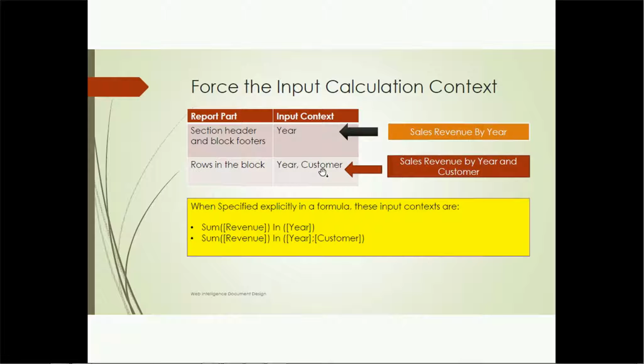So what we can do is explicitly specify this in the formula. How can we specify it? Sum of revenue in year, so whatever revenue is getting calculated will be calculated based on the year only. Or sum of revenue in year on customer. That means we can explicitly mention that the revenue should be calculated based on the year and customer only. So this is the way we can force the input calculation context.